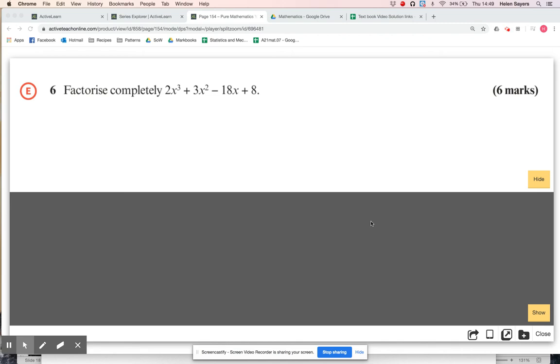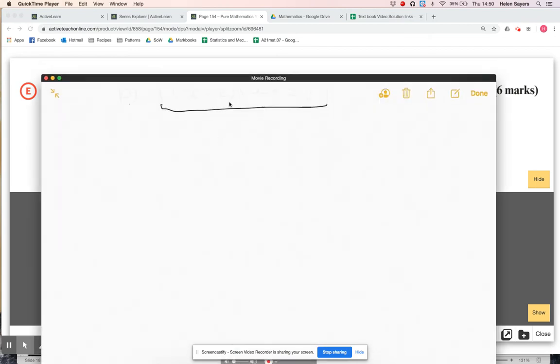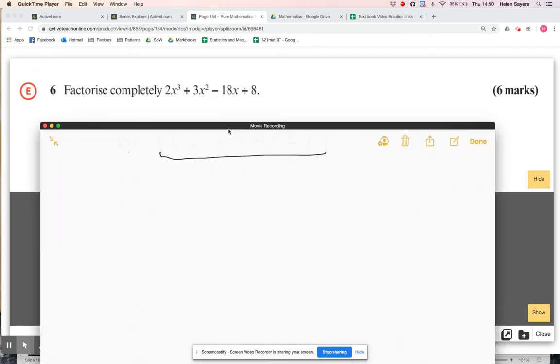Okay, we're looking at the first year textbook, mixed exercise 7, so we're on algebraic expressions, and we're looking at question 6. So it's an exam question worth 6 marks, so I'm expecting there to be a little bit to do here. Okay, so I'm asked to factorise this cubic.